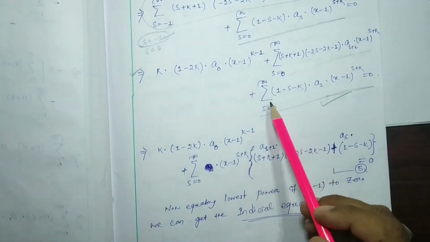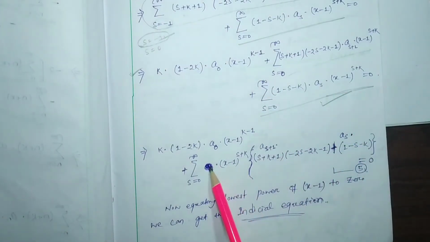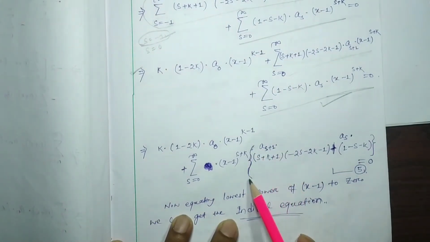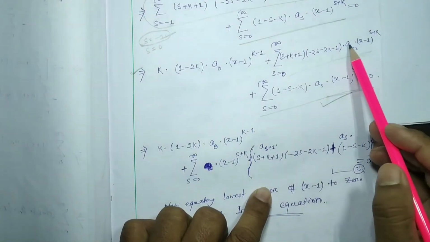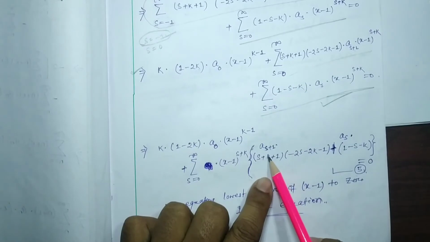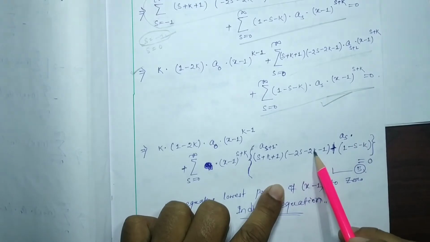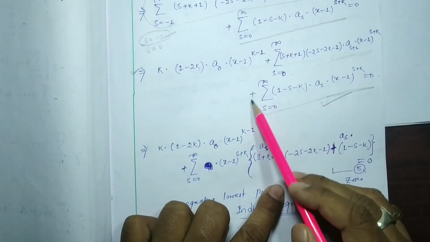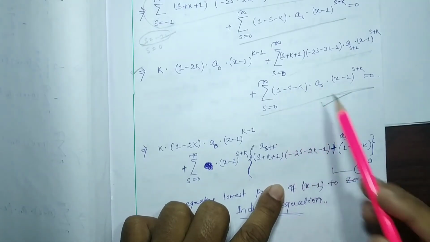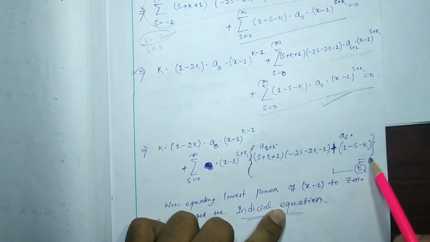So after taking the summation s equal to 0 to infinity and (x minus 1) to the power s plus k outside, the rest of the terms you have to watch carefully. A curly bracket starts: it will be (s plus 1) into (s plus k plus 1), plus (s plus k plus 1) into (minus 2s minus 2k minus 1), plus s into (1 minus s minus k), curly bracket closed, equal to 0.